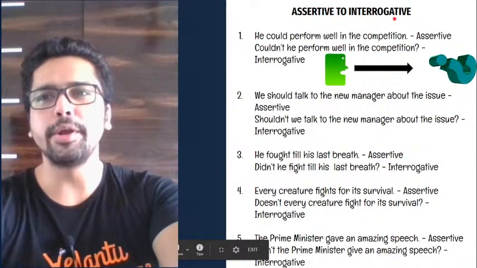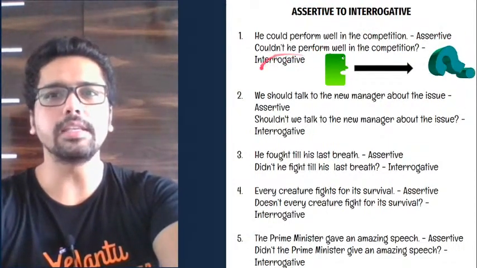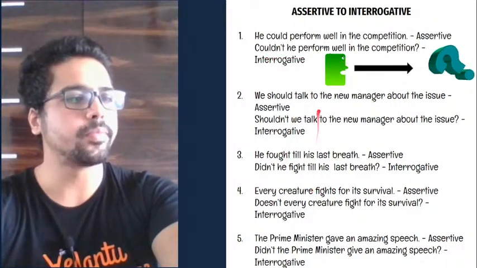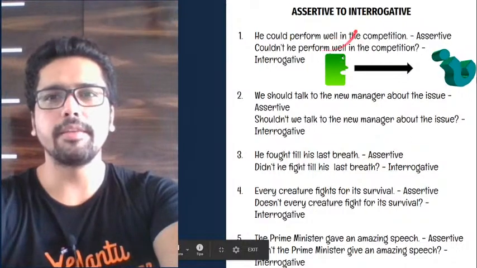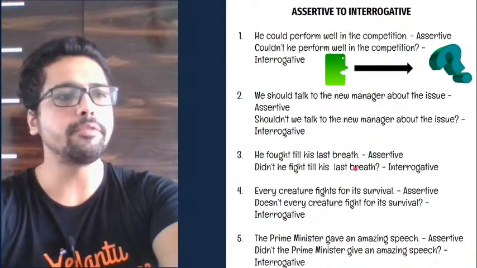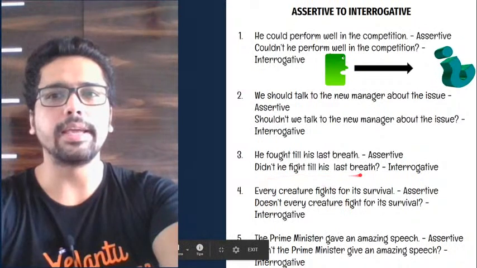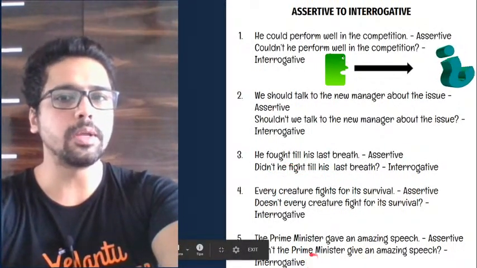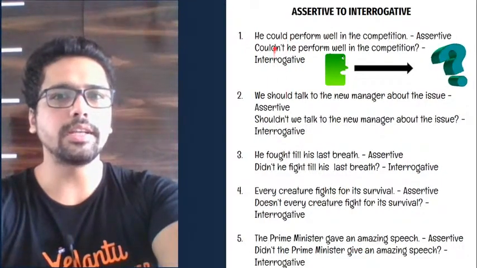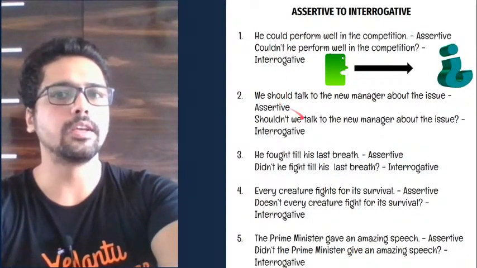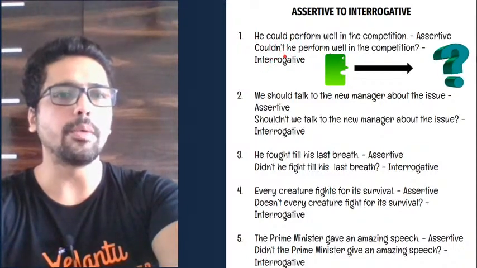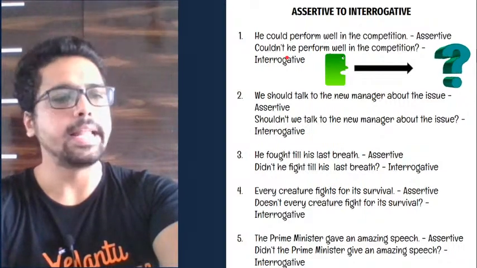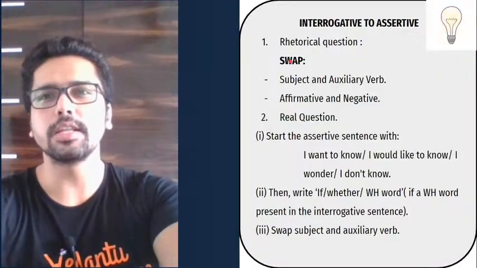So making assertive to interrogative, there is a question mark. Basically, it starts with a question tag. But if there is no auxiliary verb, we have to use do, does, or did. Like in the case of the third, fourth, and fifth sentence. There's no auxiliary, there's only a main verb, right? In the first and second sentence, the auxiliary verb is could and should. So we are using the same auxiliary to create the question tag.